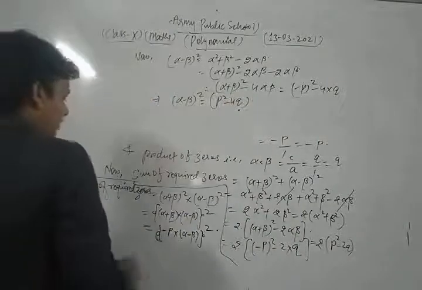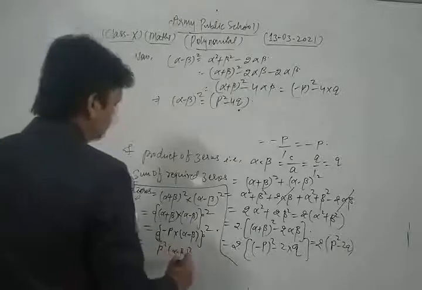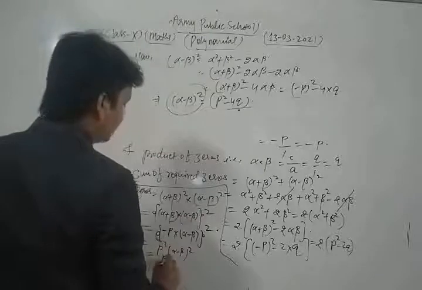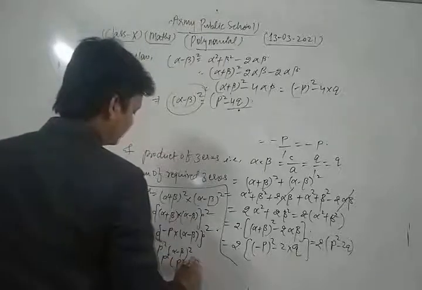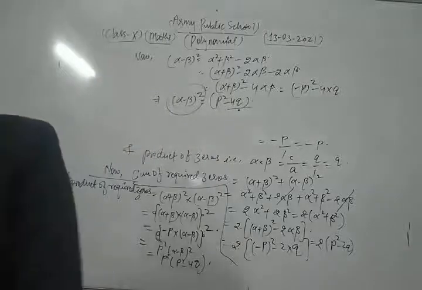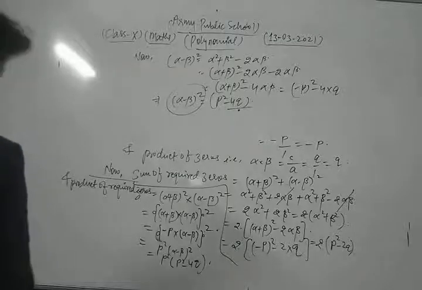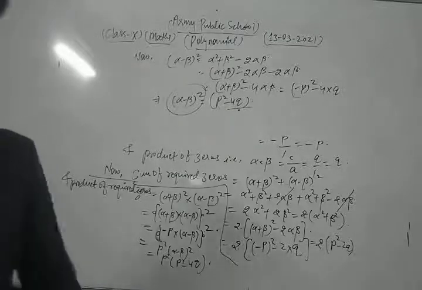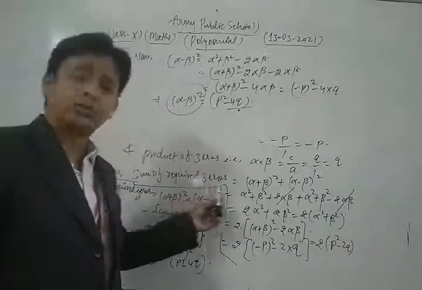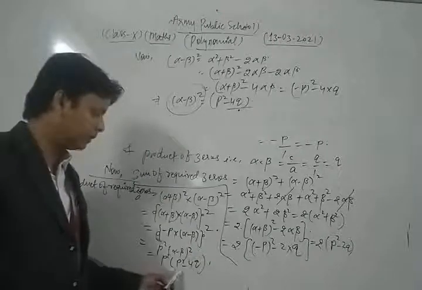Now here, expanded, p square into alpha minus beta whole square. Thus the value of alpha minus beta whole square is p square minus 4q. So we get p square in bracket p square minus 4q. This is the required product. Yes, p square minus 4q. In this way we find the sum of the required zeros and the product of the required zeros, which is p square in bracket p square minus 4q.